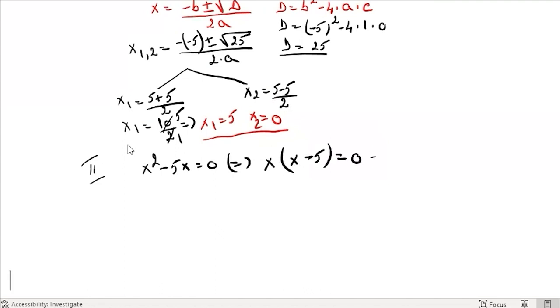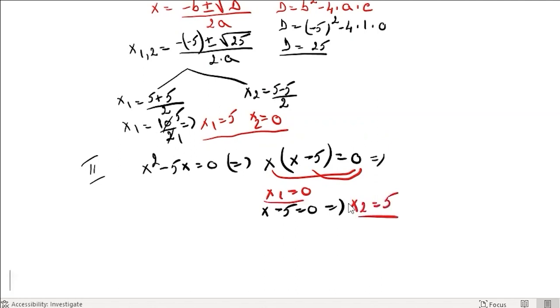So results that x1 equals 0, and another one, x minus 5 equals 0. Results that x2, in this case, equals 5. So we have the same results as in the first method.